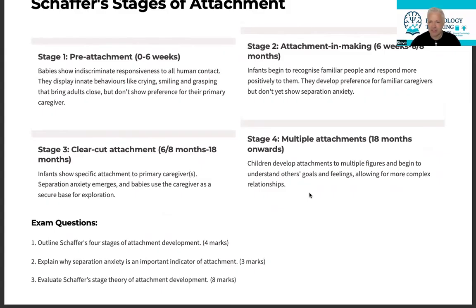So they might explore the room, but they know the mother is there. That's their secure base. And then stage 4 is the multiple attachment stage, 18 months upwards. Children will develop multiple attachments to other people, and this allows them to build those relationships with other people. So they might become attached to their siblings, their grandparents, friends, things like that.